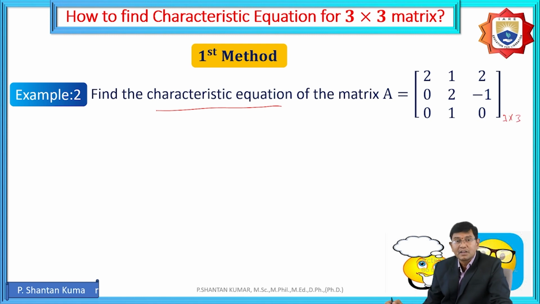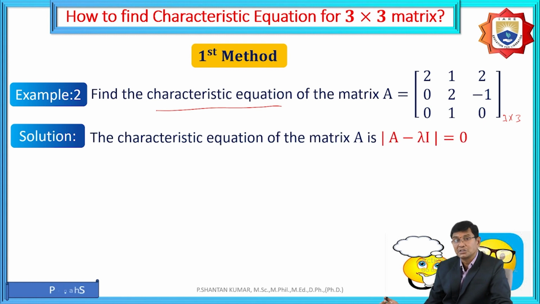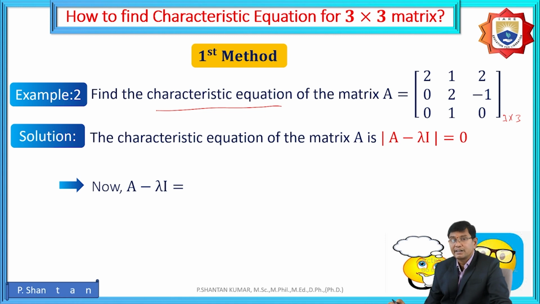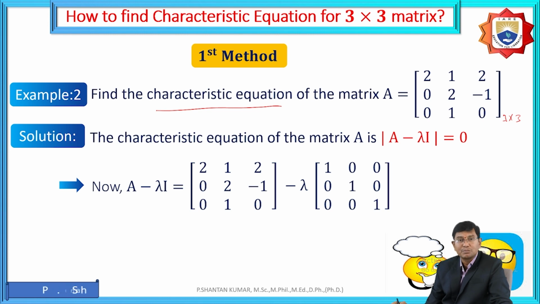And here also, the characteristic equation of the matrix is the determinant of A minus lambda I is equal to 0. That is the definition of the characteristic equation. Here the matrix A is already given, lambda is a scalar, and I is a suitable matrix, which we assume to be the unit matrix of order 3. Therefore, based on that, A minus lambda I: A is the given matrix, minus lambda is a scalar, and I is a unit matrix.